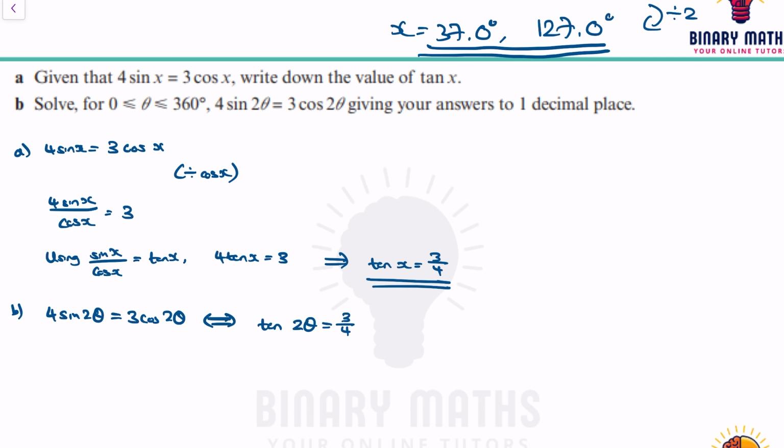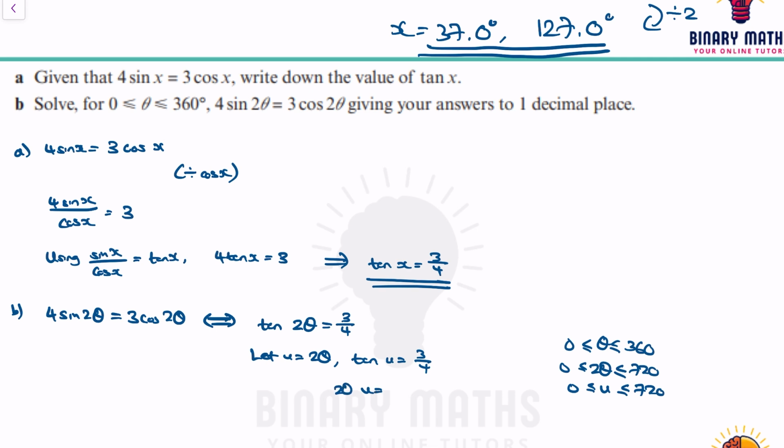Okay, so then I let u be equal to 2 theta, then I've got tan of u is equal to 3/4. I need to adjust the range. So theta goes from 0 to 360, so 2 theta will go from 0 to 720, which means u will go from 0 to 720. I'll find out u, which is 2 theta, I need to do inverse tan of 3/4.